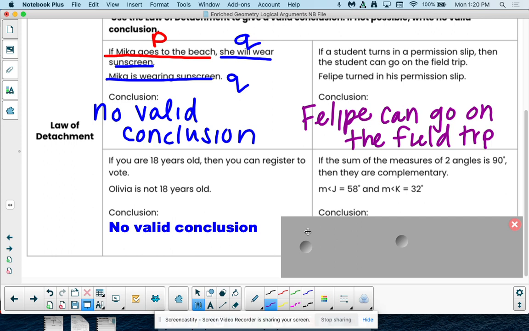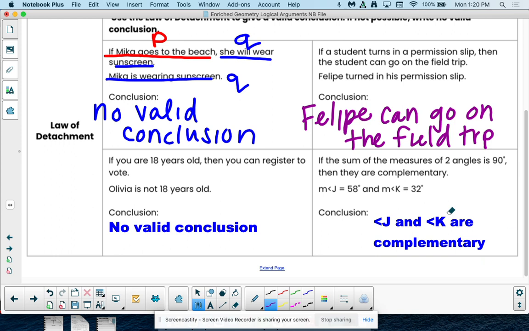Okay, and the next one, if the sum of the measures of two angles is 90 degrees, then they are complementary. The measure of angle J is 58 degrees, and the measure of angle K is 32. What can we conclude? Valid. Yep, so if it's valid, what's our conclusion? So you want to write that. J and K are complementary. That's your conclusion, that they are complementary.